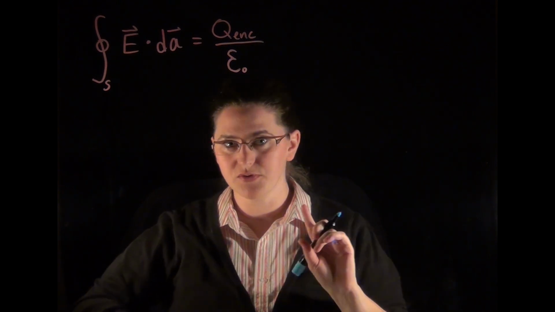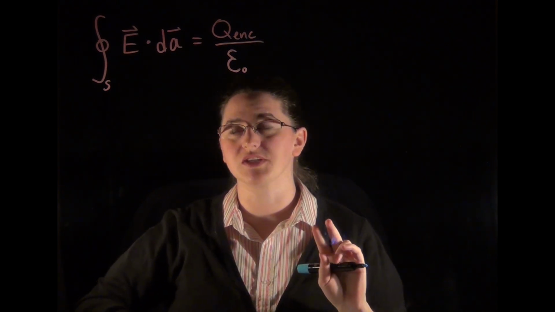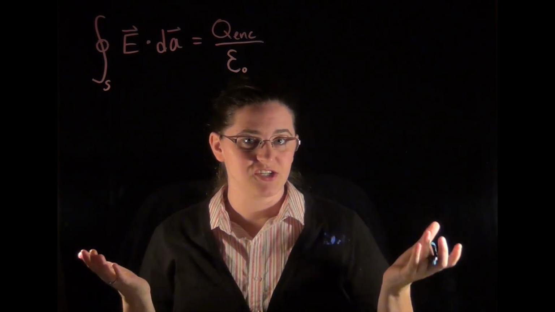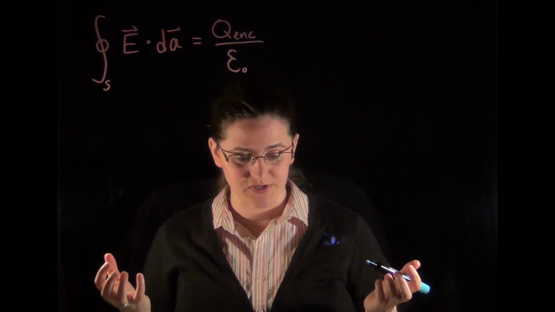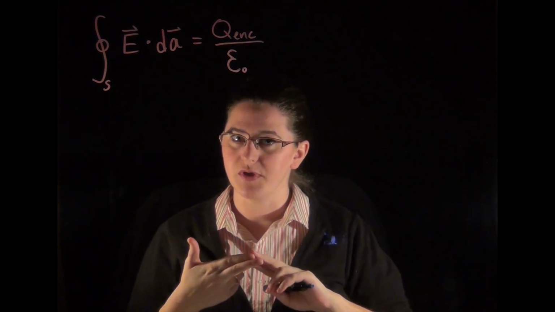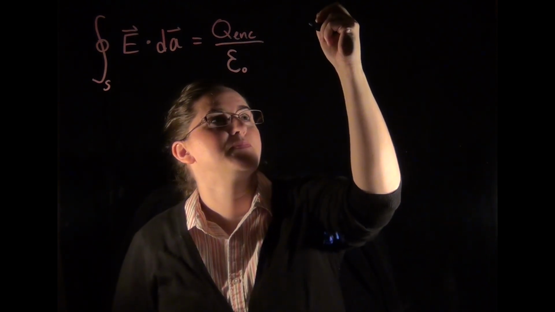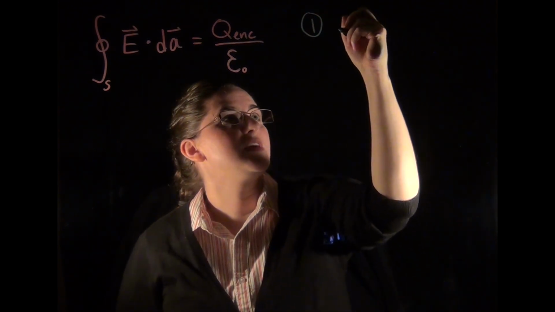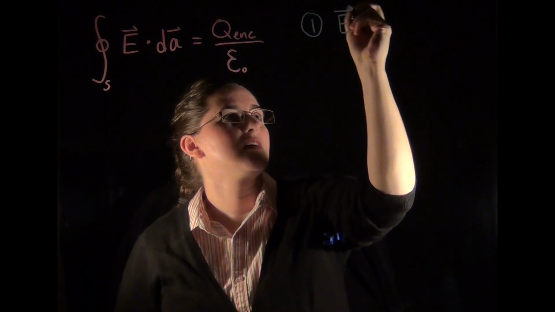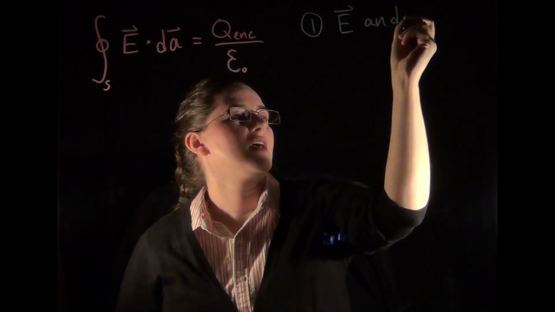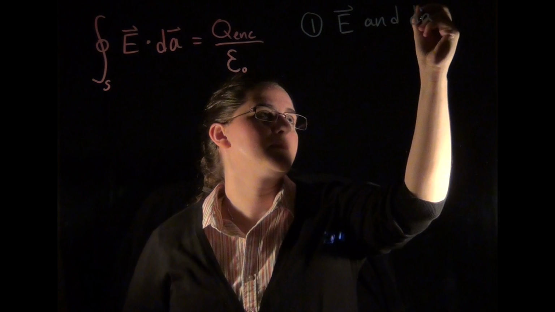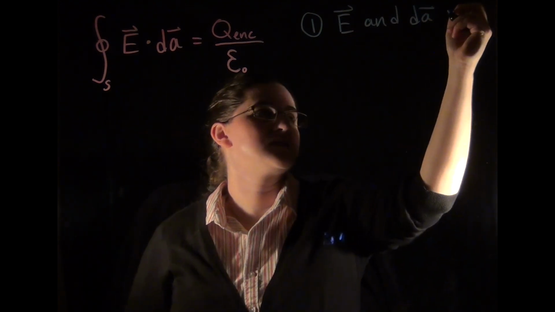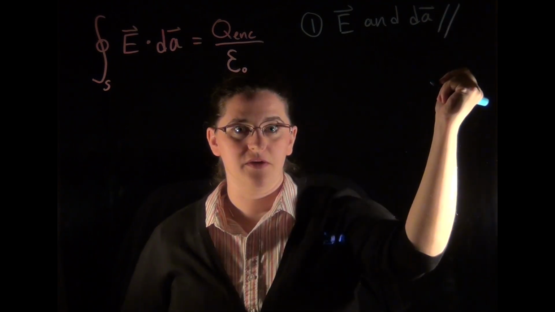So here are the two conditions that you want to be true in order to use Gauss's law. Gauss's law, I should say, is true for any surface, but it's only useful if you have these two conditions, and here they are. 1. If E and dA are in the same direction. In other words, if they're parallel.